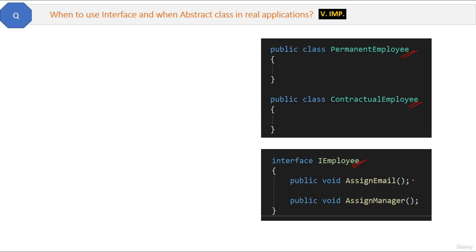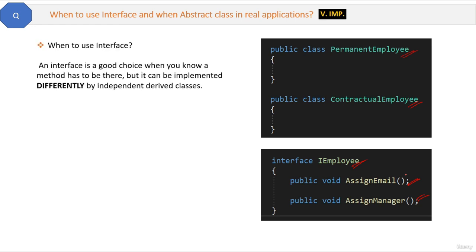Because every employee must have some email ID or manager, the declaration in the employee interface is mandatory. But the implementation is not clear right now, right? The manager can be different, the email can be different. So an interface is a good choice when you know a method has to be there in the class, but it can be implemented differently by independent derived classes. That's when we use interfaces. It acts like a contract.